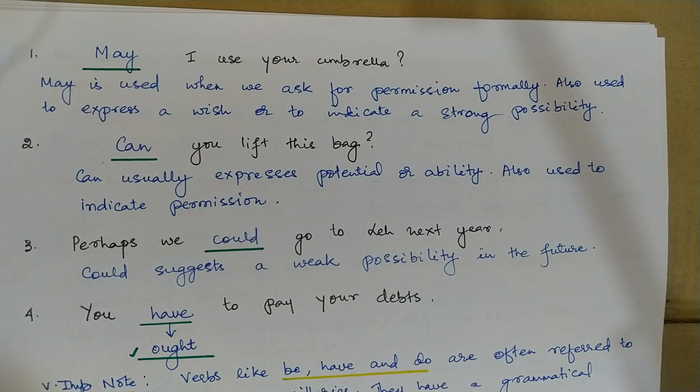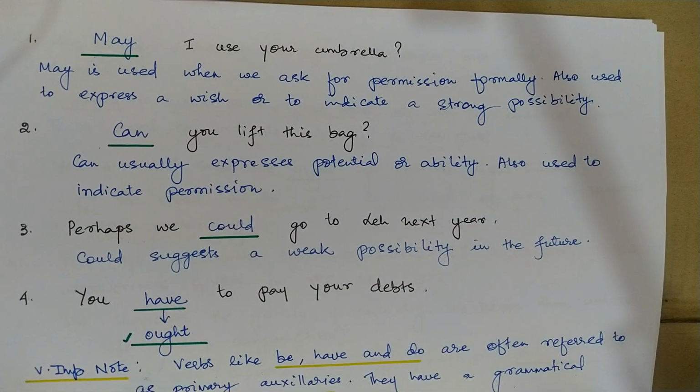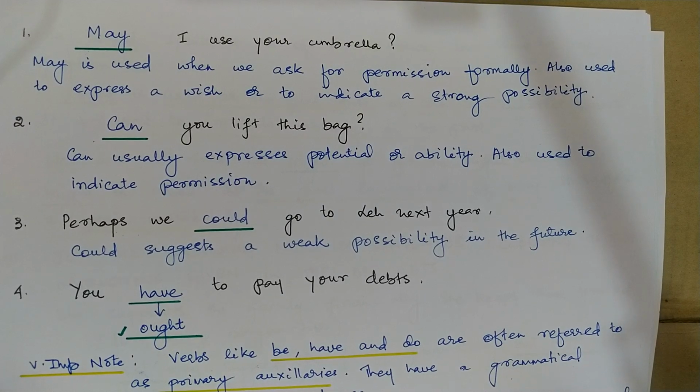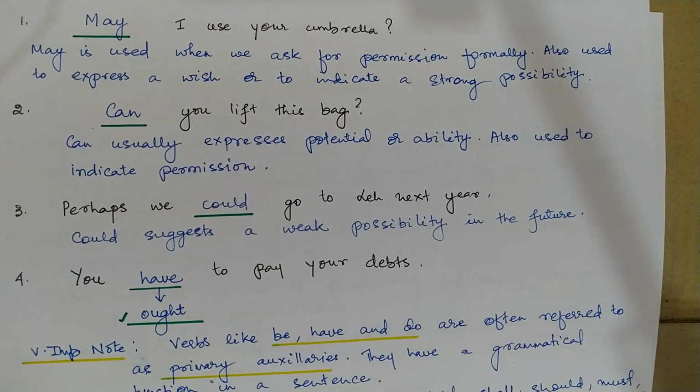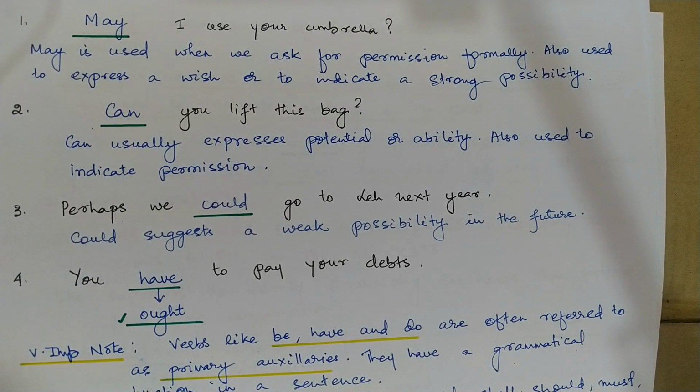Why could? Because could suggests a weak possibility in the future. Next year is in the future. That is why could suggests a weak possibility in the future. Number 4. You dash to pay your debts. Now here you might be confused between whether you have to use you have or you ought to.